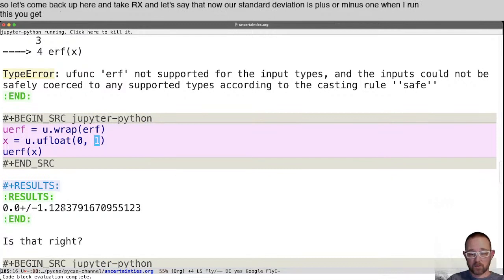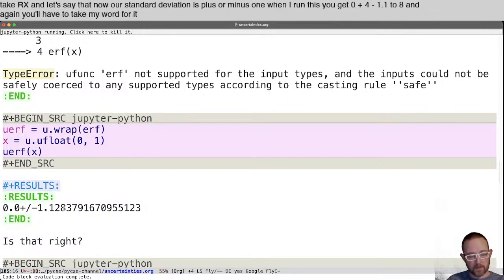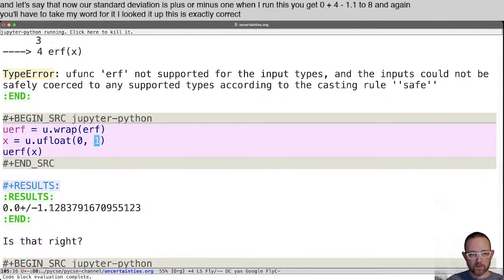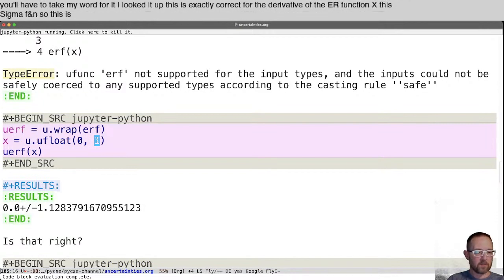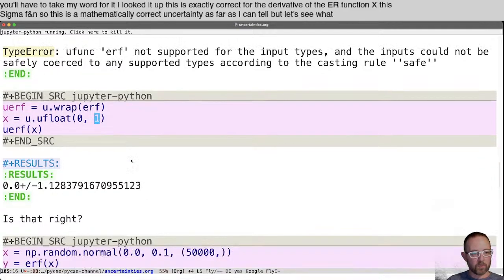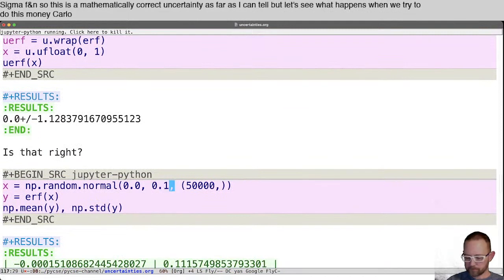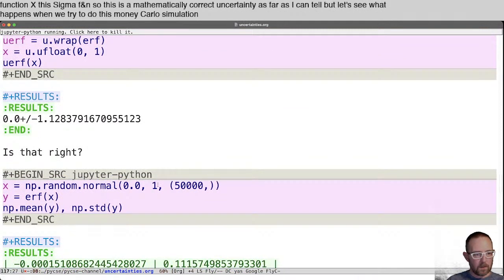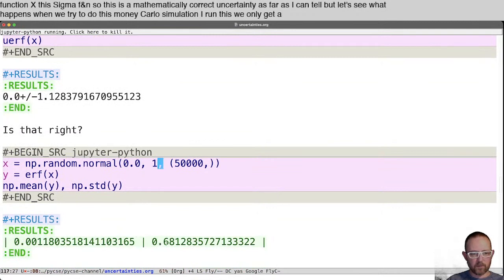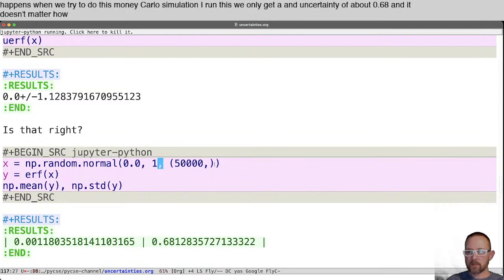And again, you'll have to take my word for it. I looked it up. This is exactly correct for the derivative of the error function times this sigma f. And so this is a mathematically correct uncertainty as far as I can tell. But let's see what happens when we try to do this Monte Carlo simulation. If I run this, we only get an uncertainty of about 0.68. And it doesn't matter how many steps I put in here.